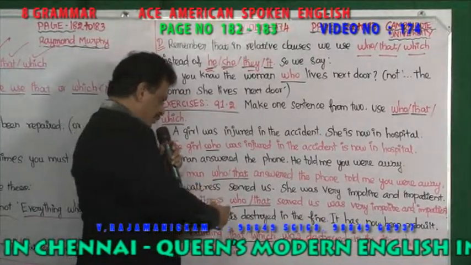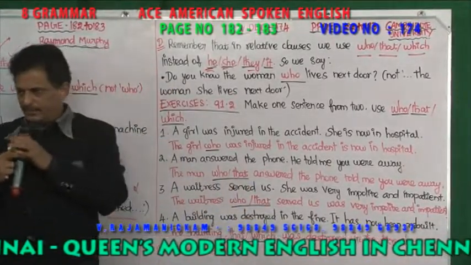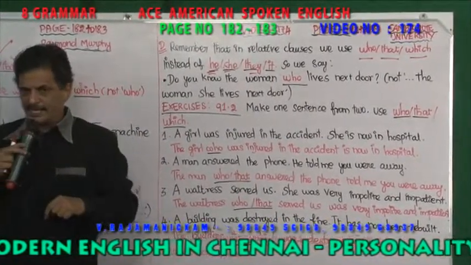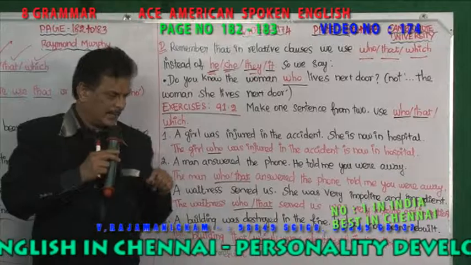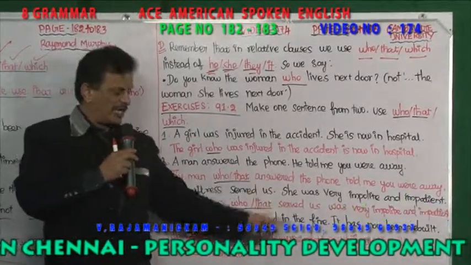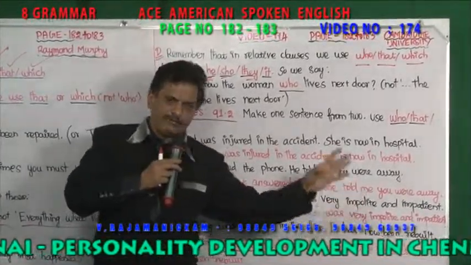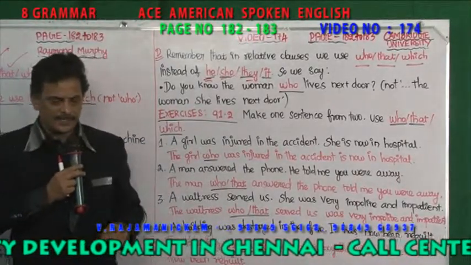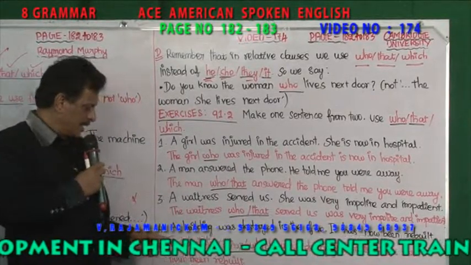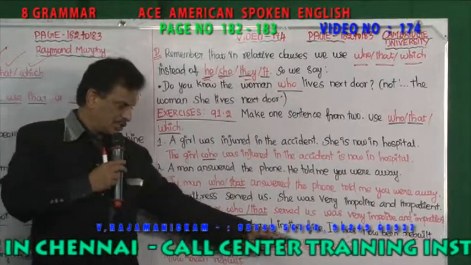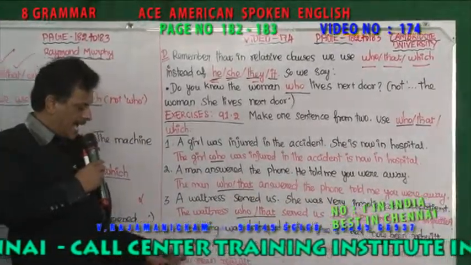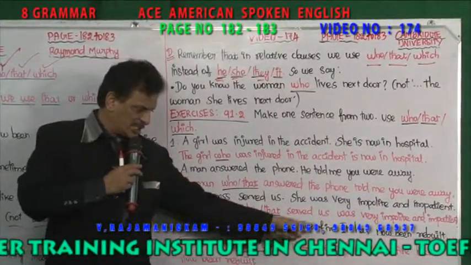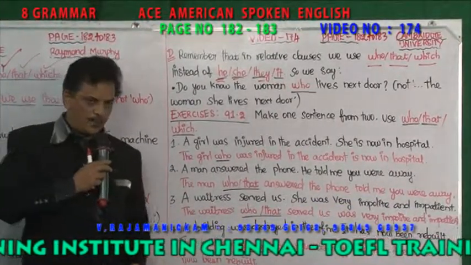Next. The building was destroyed in the fire. Earlier there was a plaza there, Spencer Plaza. It was burned down. It has now been rebuilt. Then after that only they built that complex. The building that was destroyed in the fire has now been rebuilt, or the building which was destroyed in the fire has now been rebuilt.